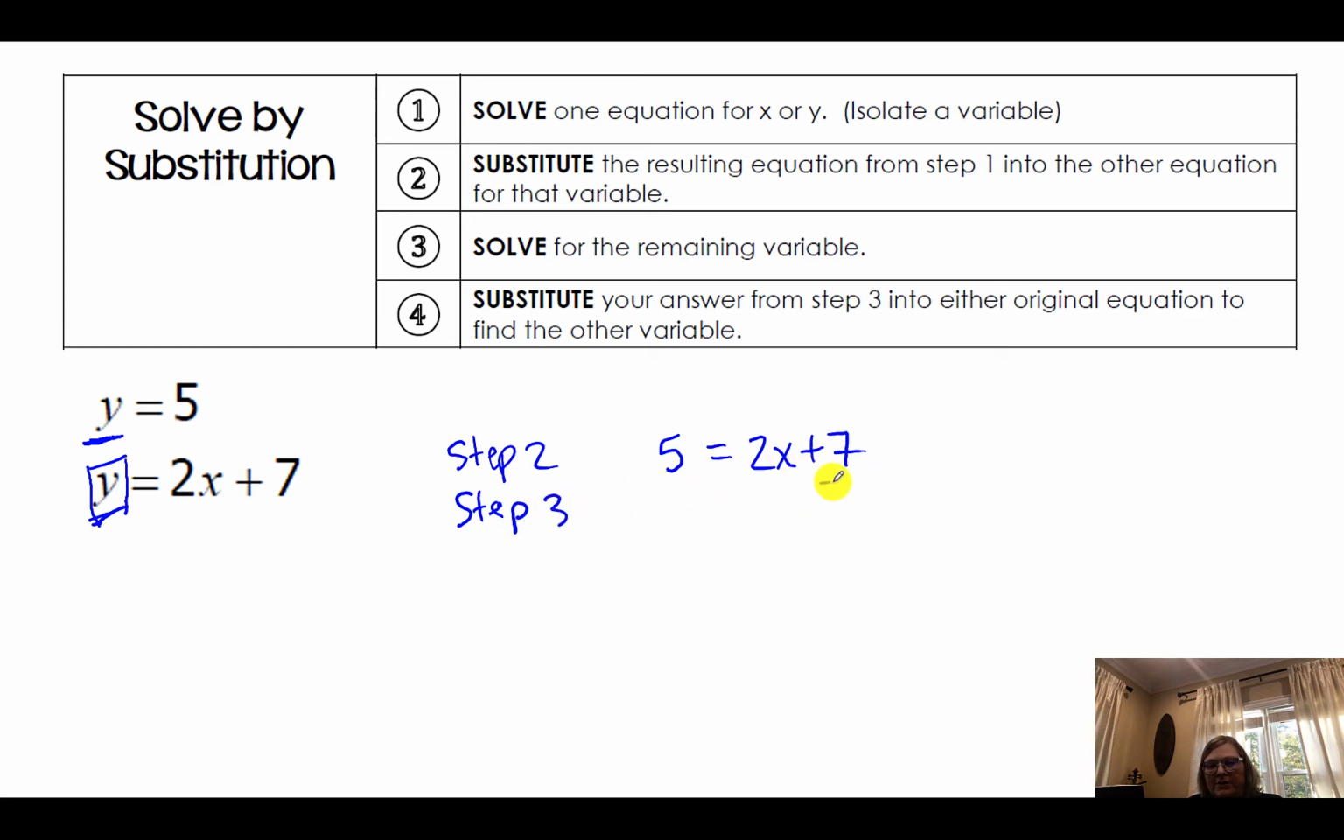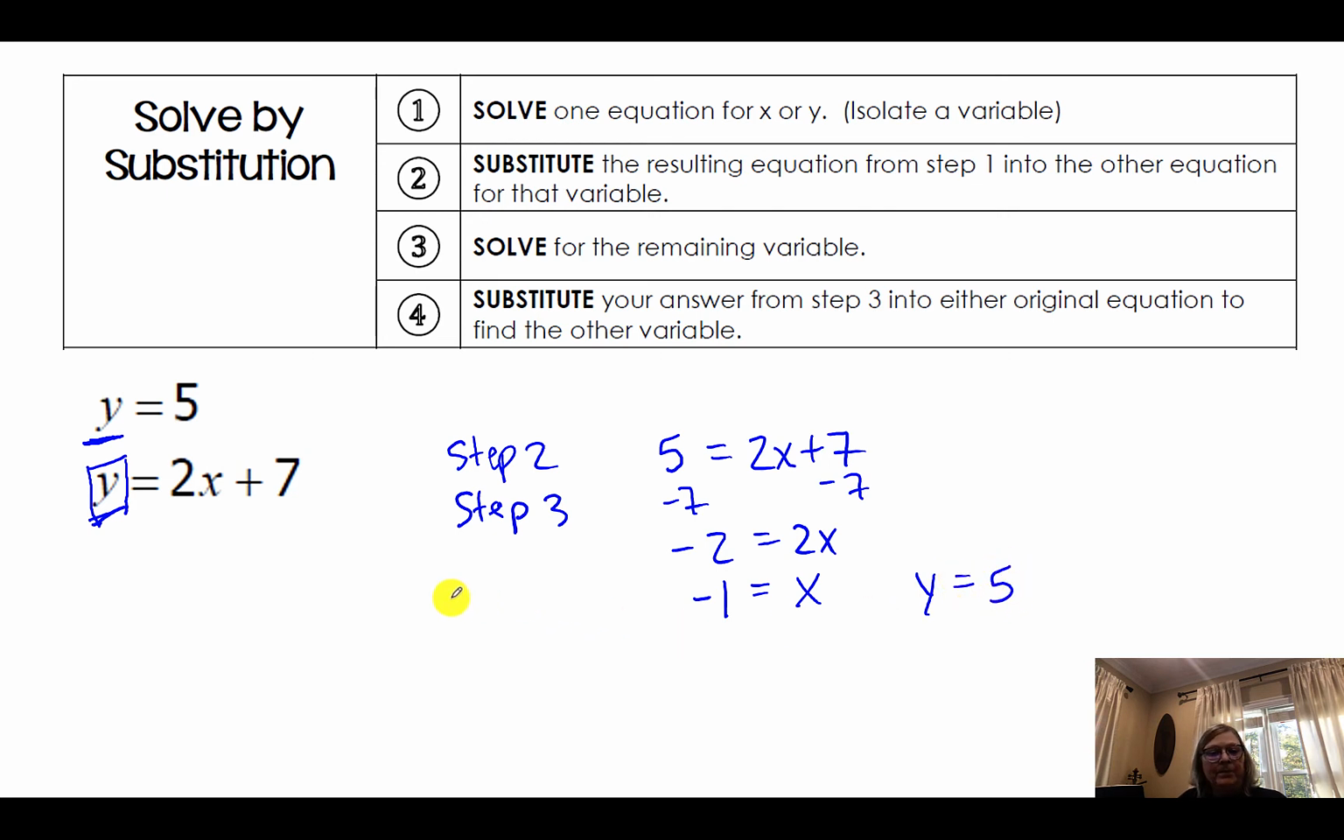So let's subtract 7 from both sides. That leaves us with minus 2 equals 2x. Divide by 2, and we'll find that x equals minus 1. So then you would actually go back and substitute this x equals minus 1 into either equation. So if we substitute into the first equation, we know what comes out is y is 5.